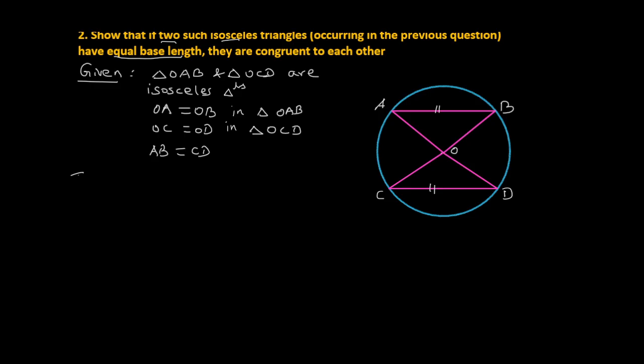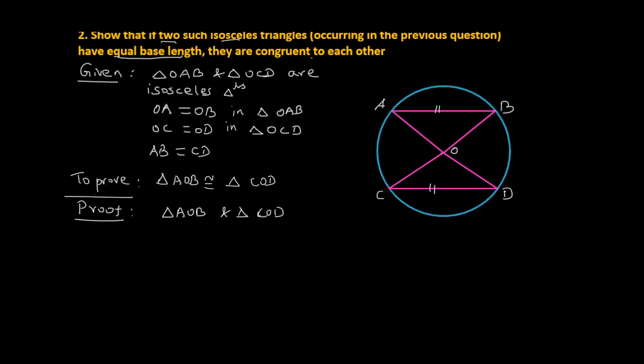We need to prove. What to prove here? They are congruent to each other. So triangle AOB is congruent to triangle COD. So they are congruent to each other. We have to prove this. For the proof, take the triangles AOB and COD. Let's check the angles or the sides, whatever it may be.